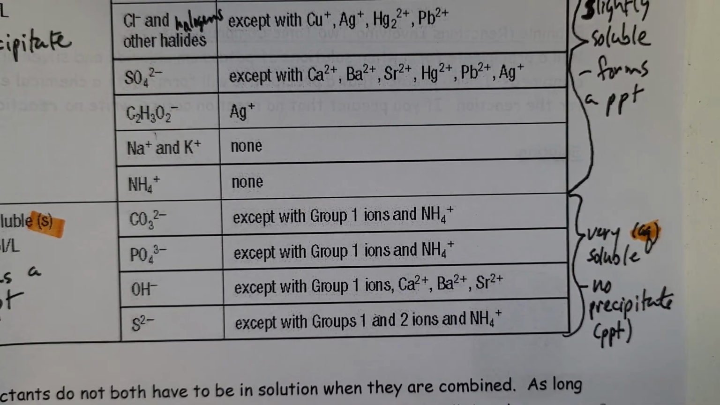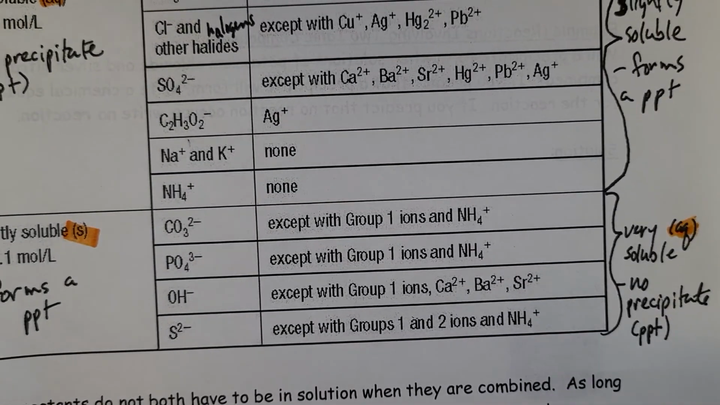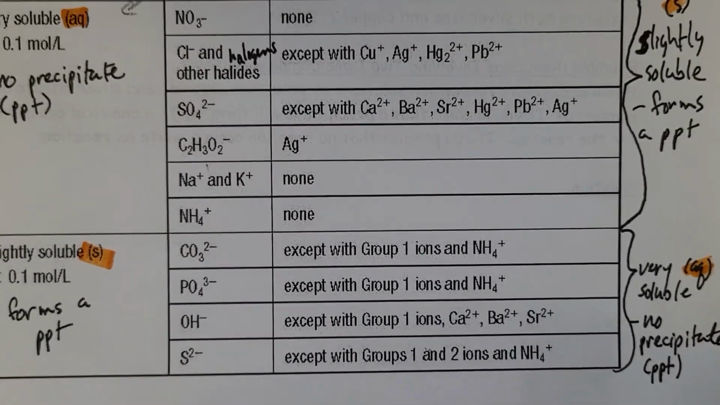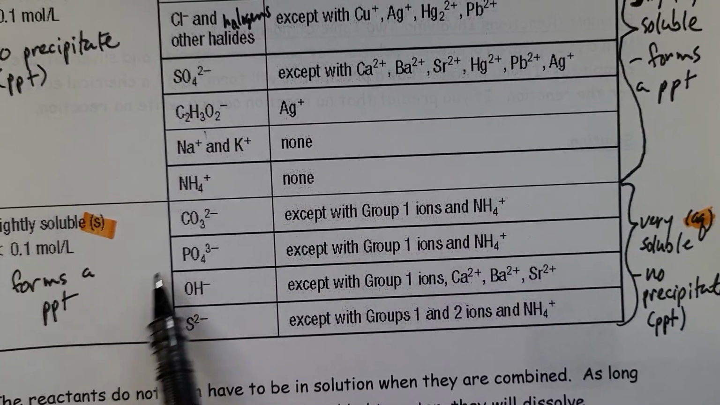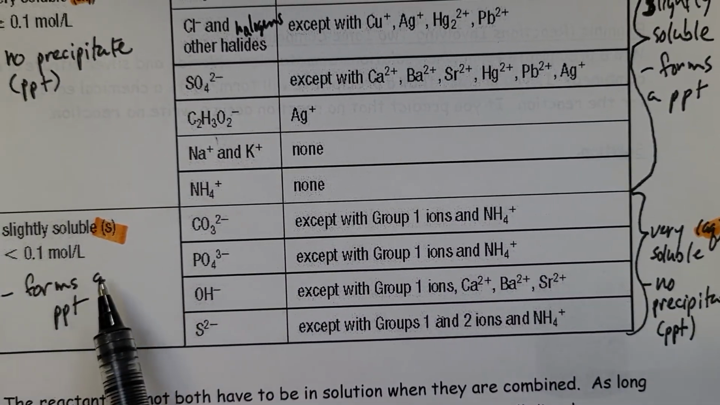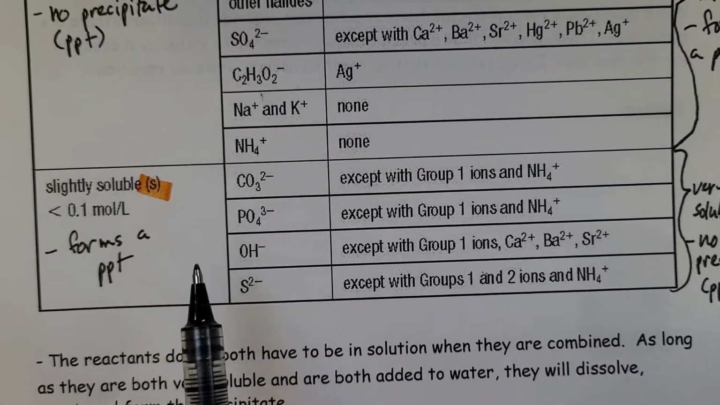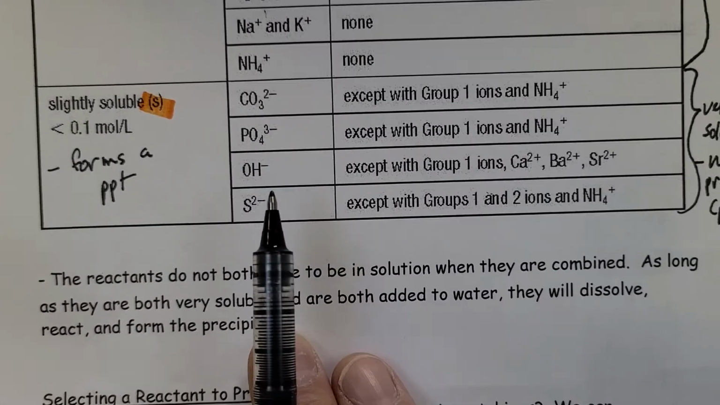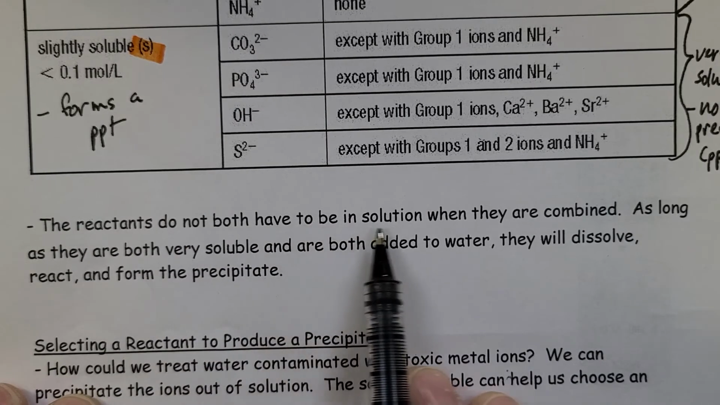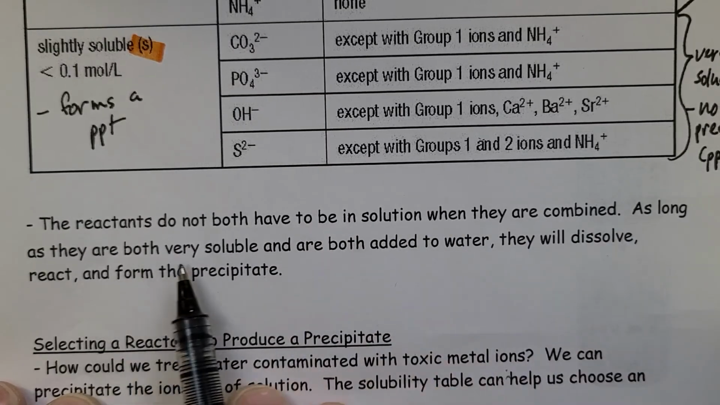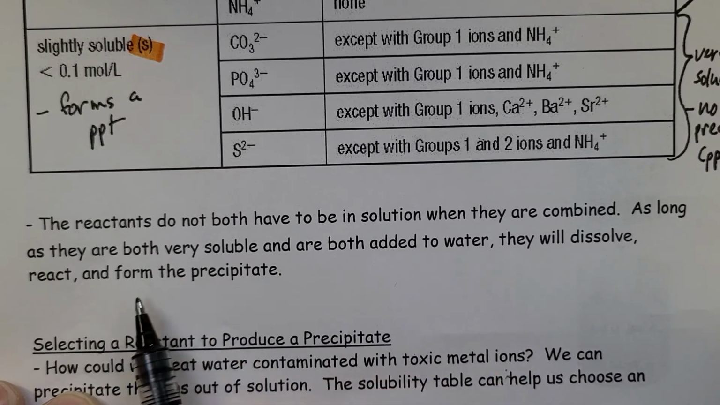Okay, so that's how that table is set up. You have the left-hand side and you have the right-hand side. We have ions that are dissolved in most everything. Then you have ions here that with most metal ions form a precipitate. They don't dissolve very well. So the reactants don't have to be in solution when they are combined. As long as they're both very soluble and both added to water, they will dissolve.